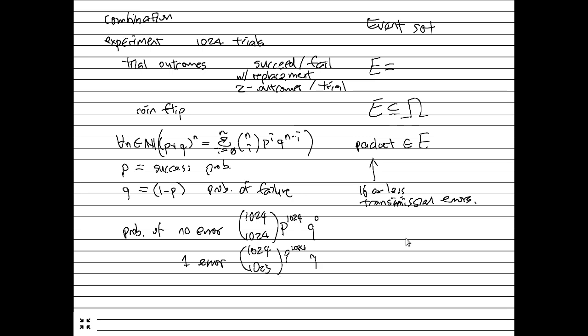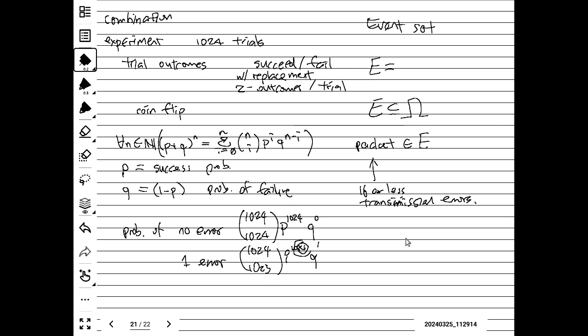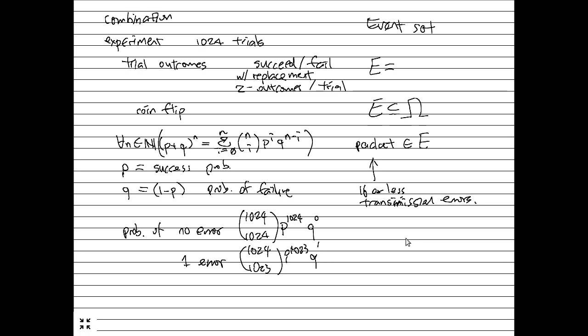Okay, that's supposed to be a three. So let me see if I can, nope. When I don't want it to do it, it does it, but when I want it to do it, it doesn't. That's okay, we'll get that problem fixed here. And this is p to the power of 1023.